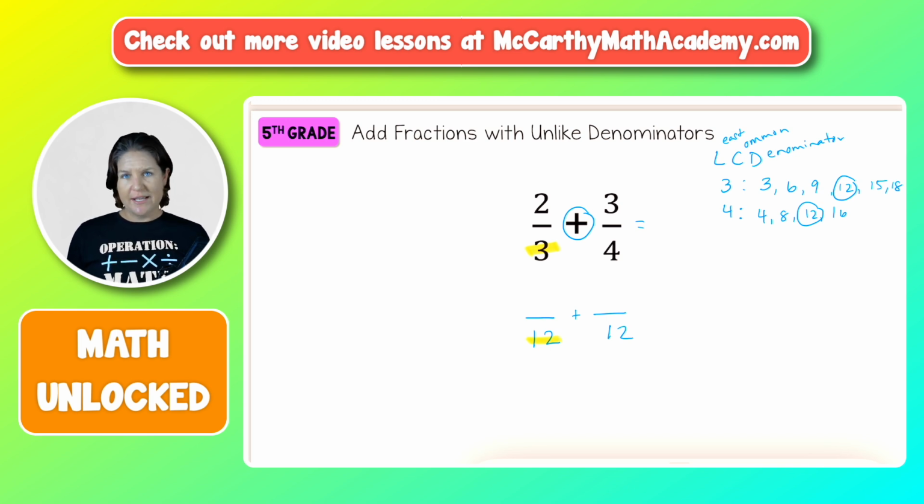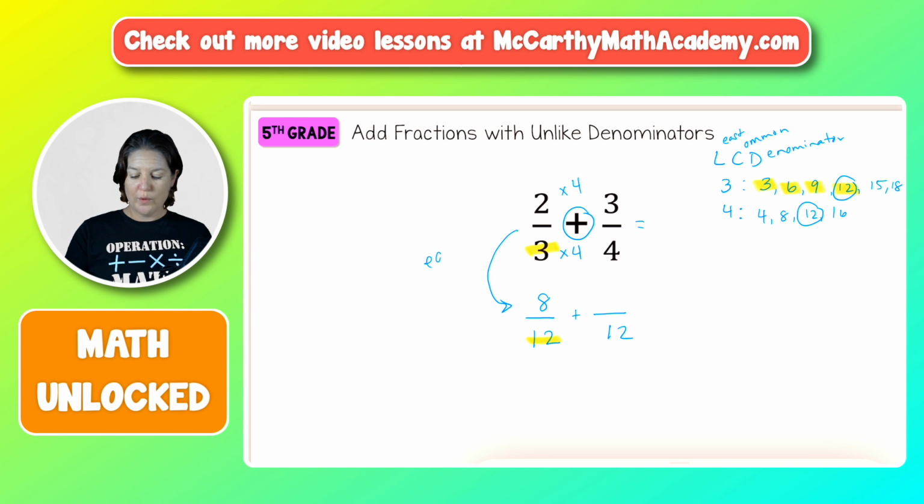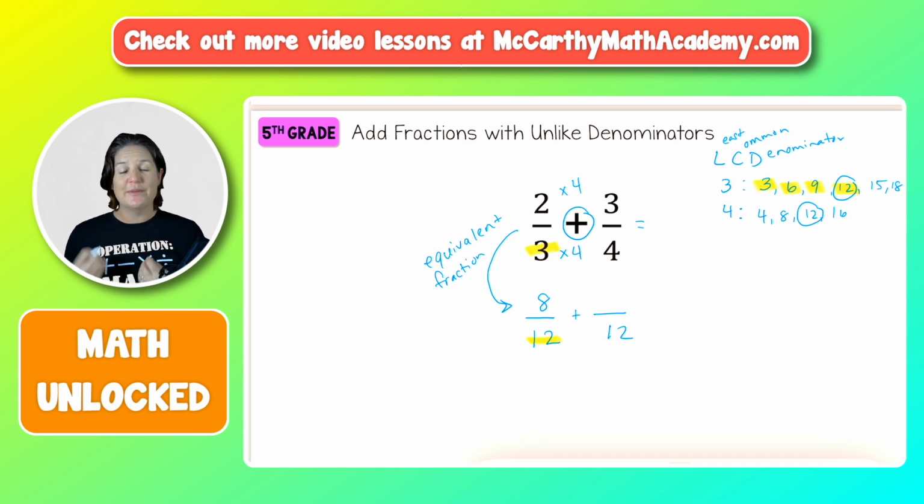How many times does it take to get from 3 to 12? Well, guess what? We already did that. 1, 2, 3, 4 times. We multiplied 3 times 4 to equal 12. Whatever we do on the bottom, we got to do on the top. So same on the bottom, same on the top. So 2 times 4 is 8. Again, these are equivalent fractions. They are equal. We're just manipulating the fractions so that way we can add them because they need to have a common denominator. When you add or subtract, your denoms must match. So we got the first fraction. Now let's look at 3/4.